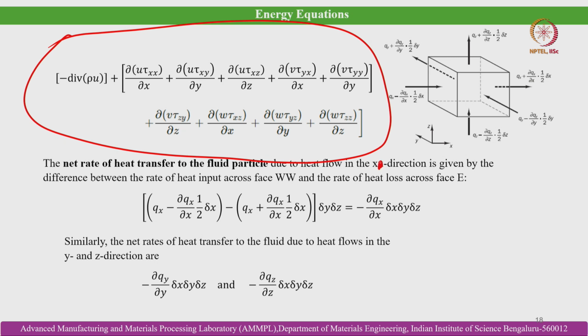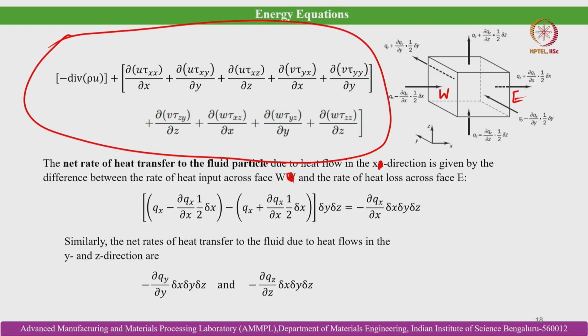This can be given by the difference between the rate of heat input across the west face and the rate of heat loss across the east face. The east face is this one and the west face is this one. Heat is exiting in the x direction, so this is what is written over here. So then it is the heat input minus the heat exit.